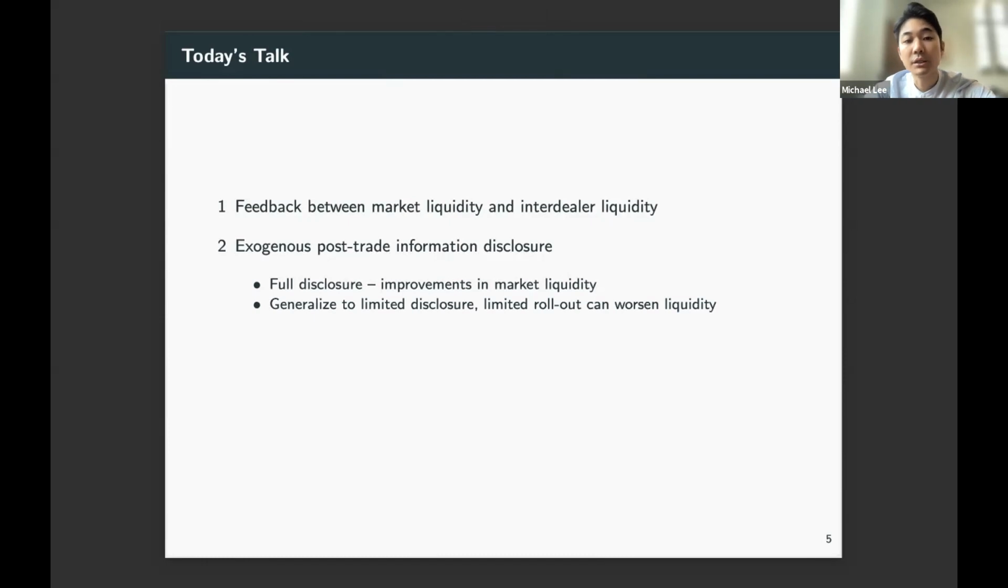Now, these exogenous results set the tone for considering what the strategic platform will do. We see that with limited disclosure, information can actually be harmful rather than positive.